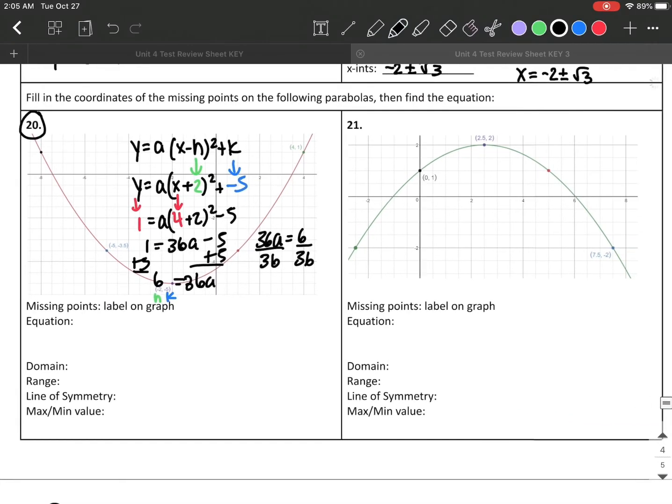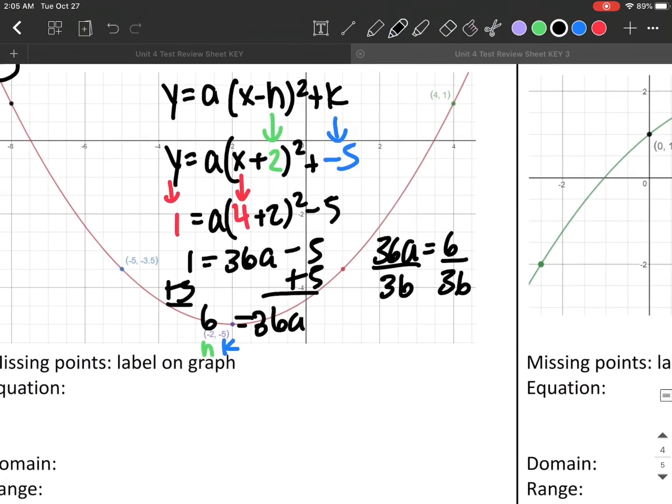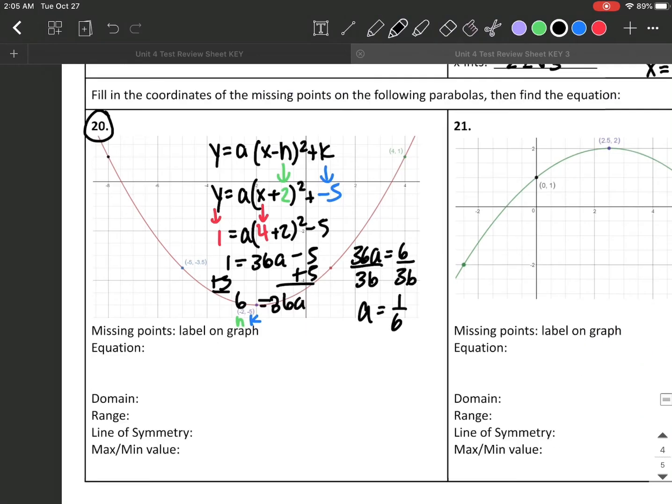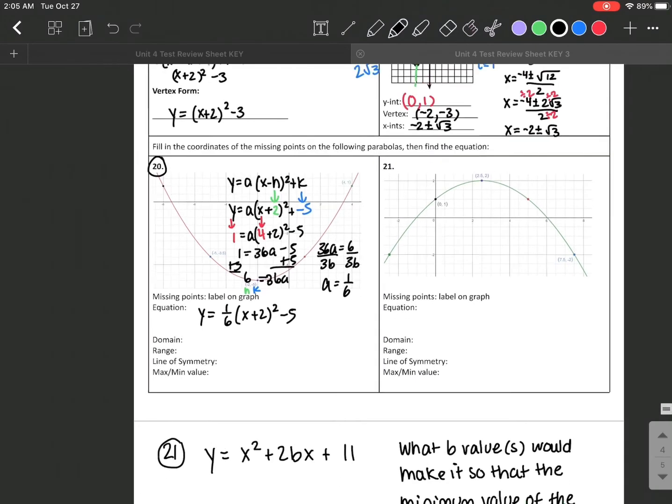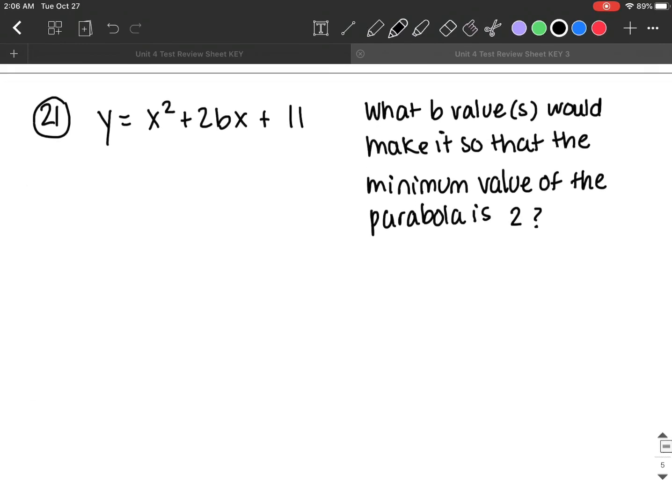I messed this up. This is wrong. Oh, because I used the wrong point there. Okay. No, I didn't mess up this time. This is correct. I messed up on the answer key, so I'll fix that. And then I get a is equal to 1/6. And then I just plug that in. So my equation is y is equal to 1/6 times x plus 2 squared minus 5. And then you can figure out the domain, range, and all of that stuff.